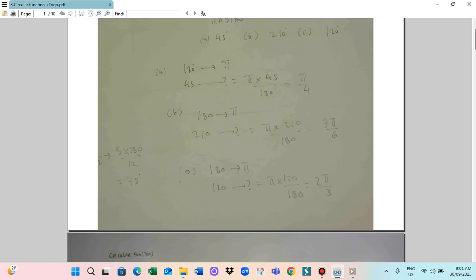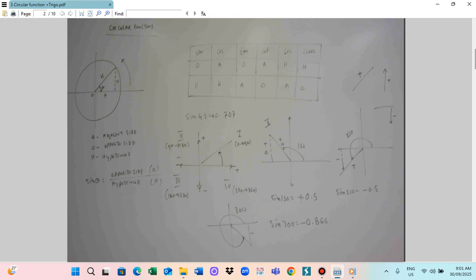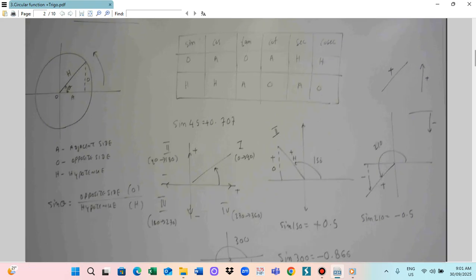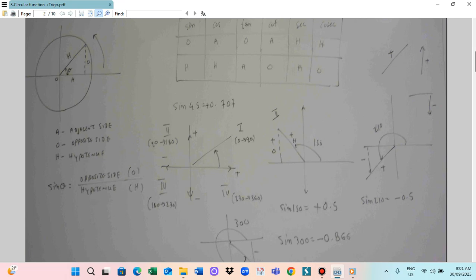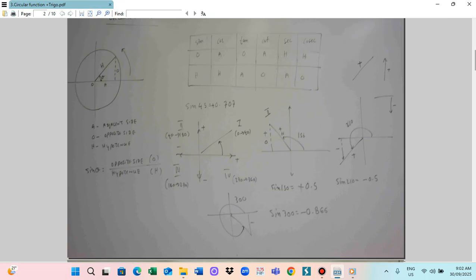This circle rotation is called this angle, the angle theta. This side will be the A, the adjacent side, H is the hypotenuse, and O is the opposite side. So A is the adjacent side, O means the opposite side, and H means the hypotenuse. This circle rotation is called the circular function.